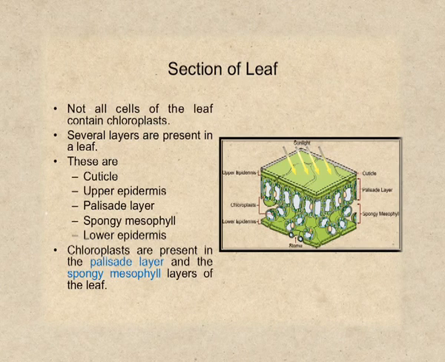Out of all these layers, chloroplasts are present only in 2 layers, which are the palisade layer and the layer of spongy mesophyll.